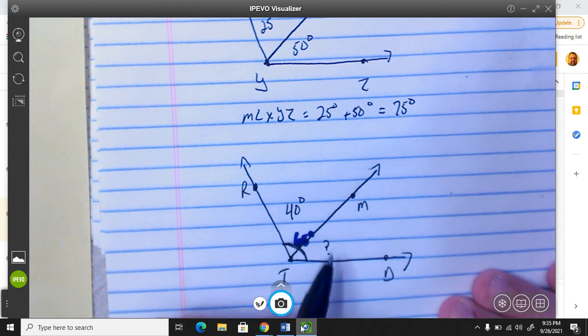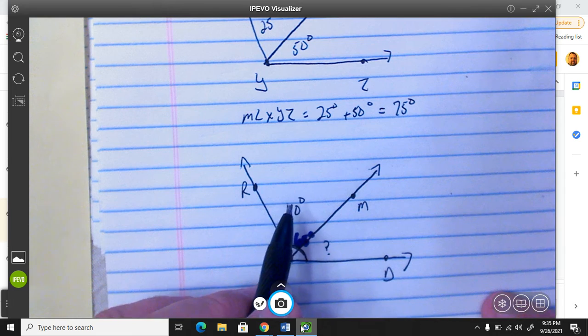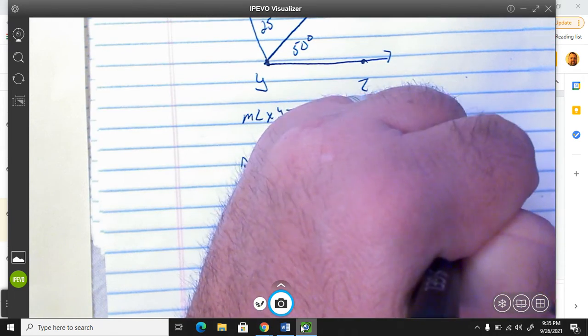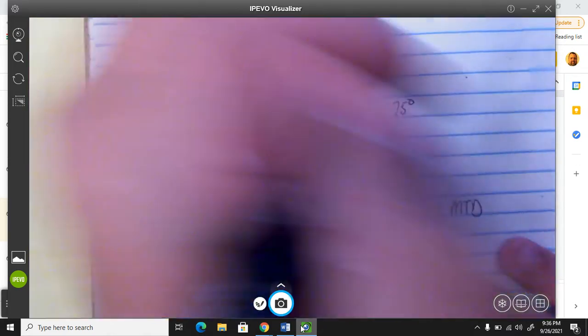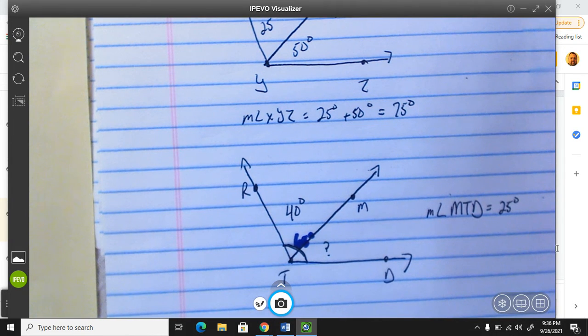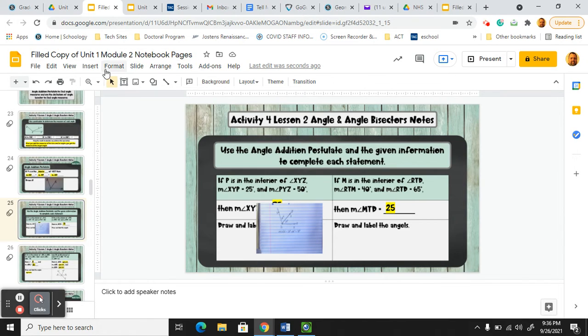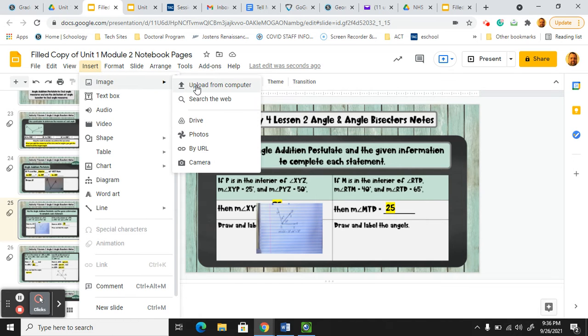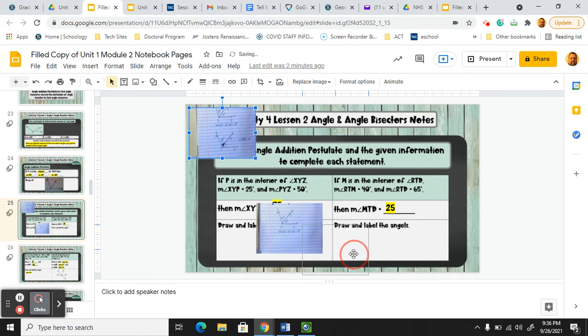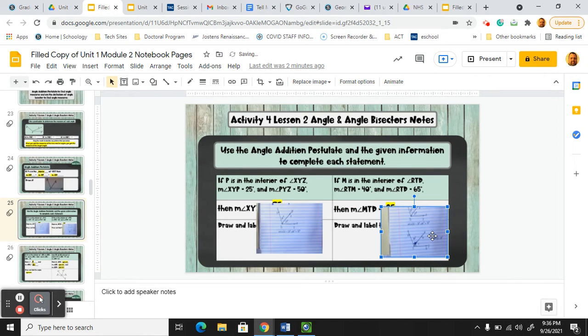MTD? So if the whole thing is 65 and this part's 40, I'm just going to subtract it. 65 minus 40. So the measure of MTD is 25 degrees. So I'm just subtracting. So again, I'm going to insert. So don't make this too complicated. It's not. Be sure you're looking at the correct thing and you're looking for the right thing. The hardest part is being sure everything's in the right order.